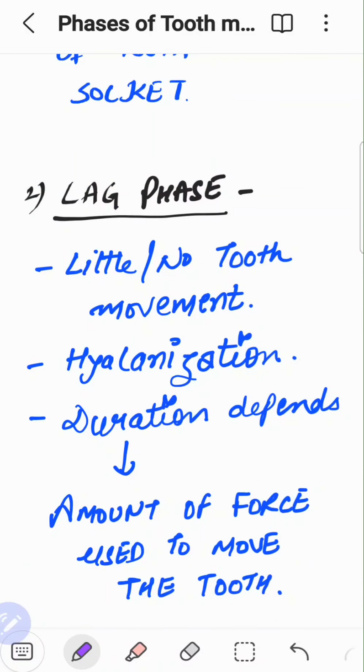The lag phase is the one in which little or no tooth movement takes place. This is because of the hyalinization. As we have discussed in the previous lecture about undermining resorption or hyalinization, I'll give you a quick review of that here also. The duration depends upon the amount of force used to move the tooth.